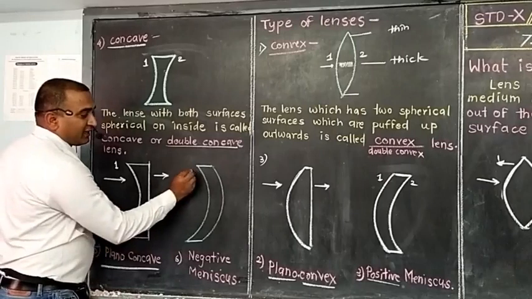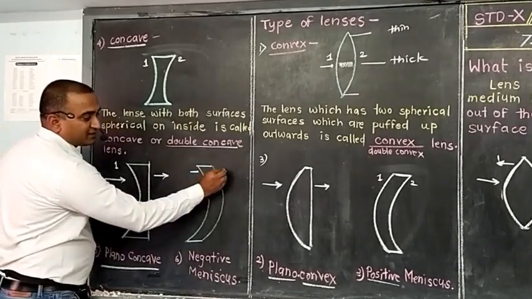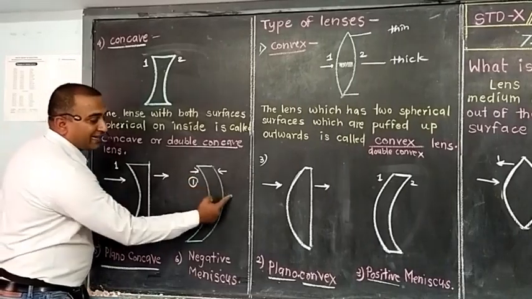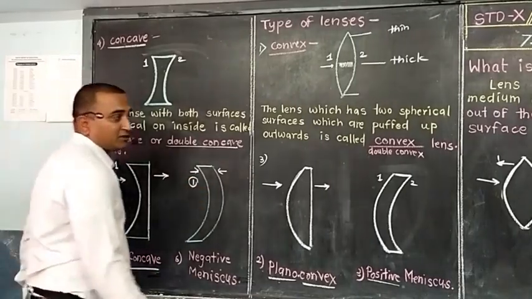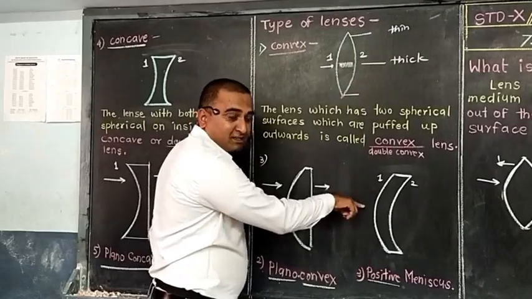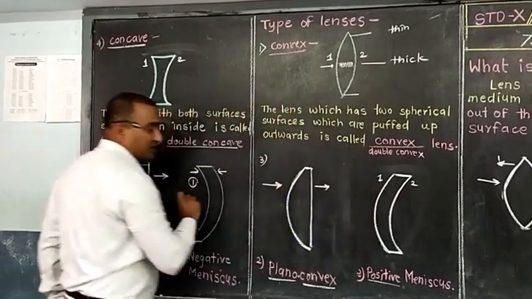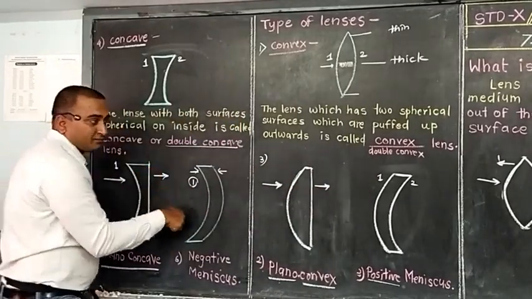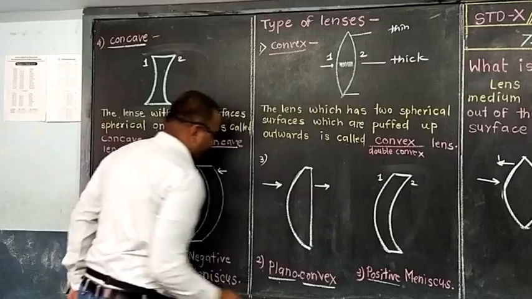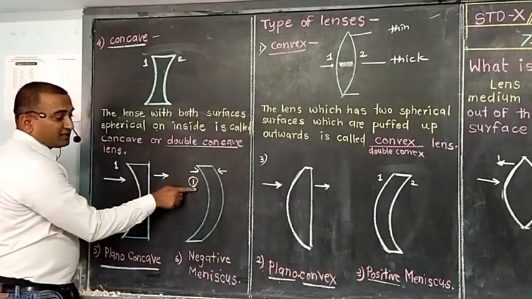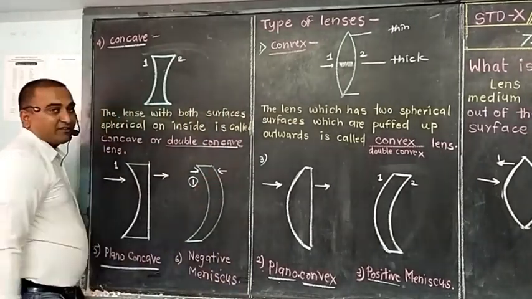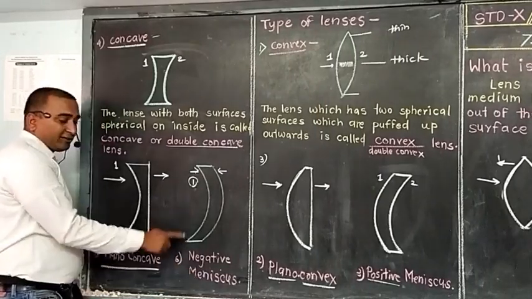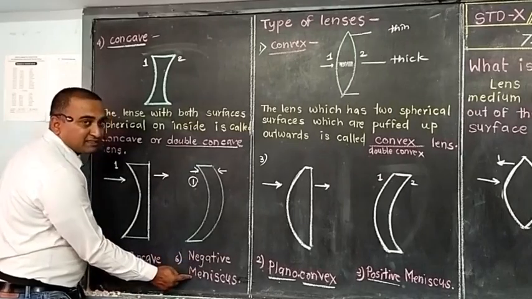Second here, this one is concave and this one is convex. When the first is concave and the second is convex, it is opposite to the earlier one, where the first is convex and the second is concave. So here the first is concave and the second is convex. Such a lens is called a meniscus, but having a negative focal length, so it is a negative meniscus lens.